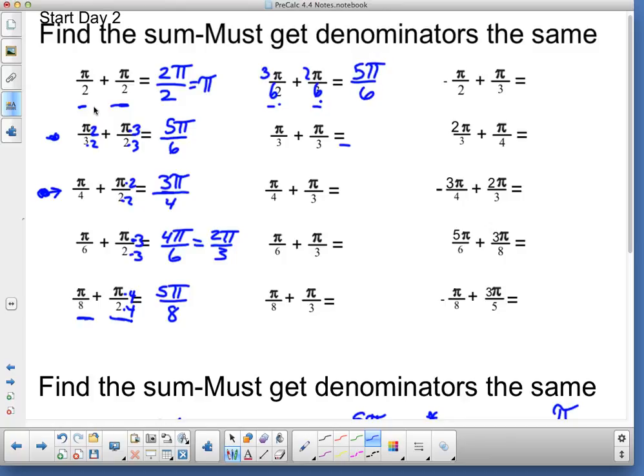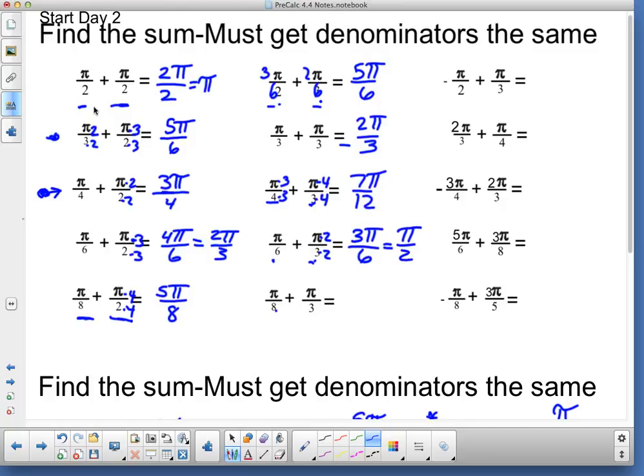Here they're both 3's, so it's 2 pi over 3. I got 4 and a 3, that's 12ths. Okay, so I got to multiply by 3, multiply by 3, multiply by 4. So I got 12ths on the bottom, and I got 7 pi over 12. Here I've got 6 and 3, so I've got 6, so multiply by 2, it's 3 pi over 6, but remember I can reduce that, it's pi over 2.